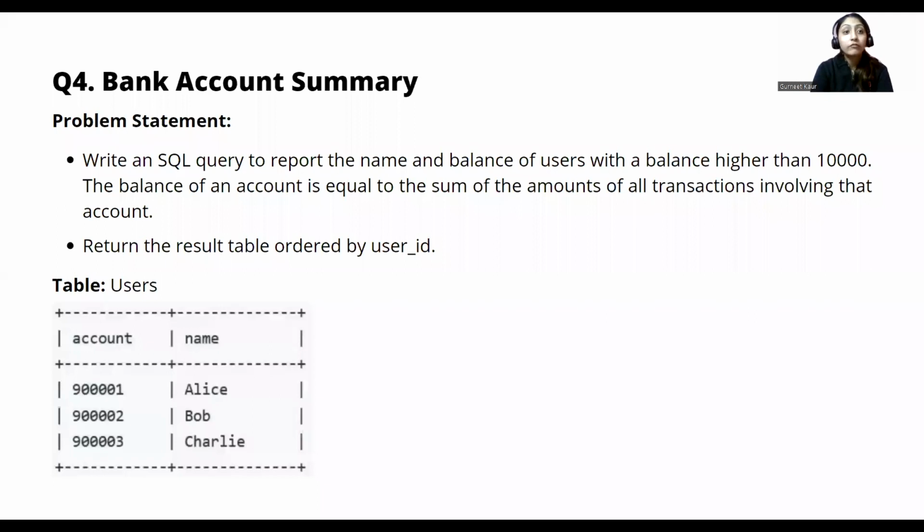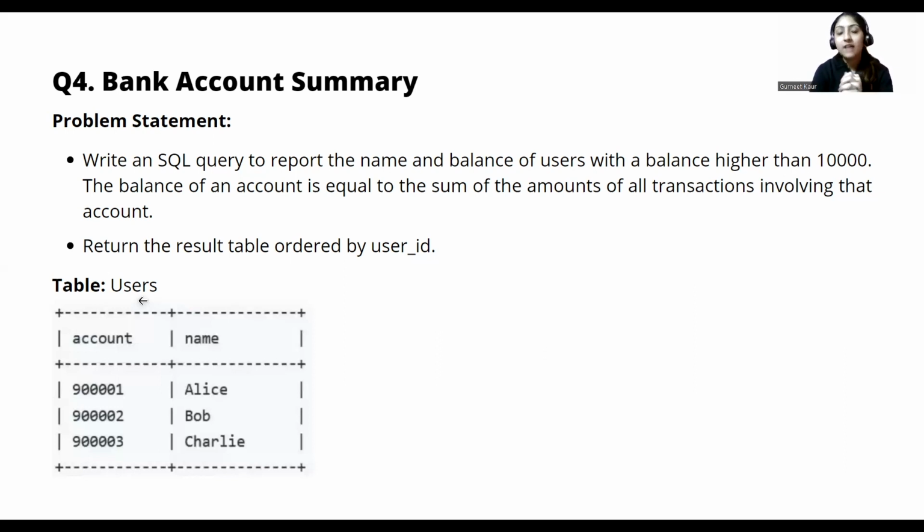Now coming up to our fourth problem statement, which is bank account summary. The problem statement says that we need to write an SQL query to report the name and balance of the users with a balance which is higher than 10,000, right? Now, the balance of an account is equal to the sum of the amounts of all the transactions involving that account. So we have to return the result table ordered by user ID. So we have to create a users table and a transactions table, and solve this problem statement using those two tables.